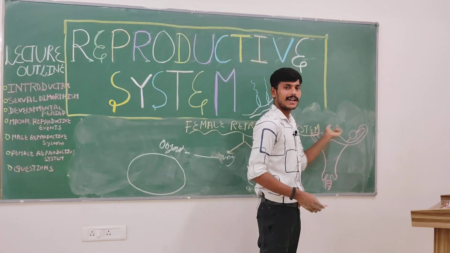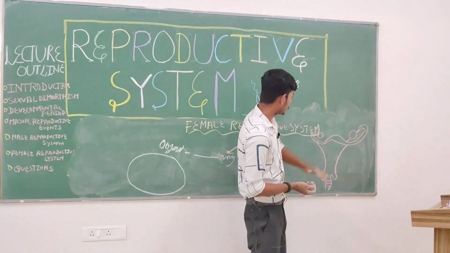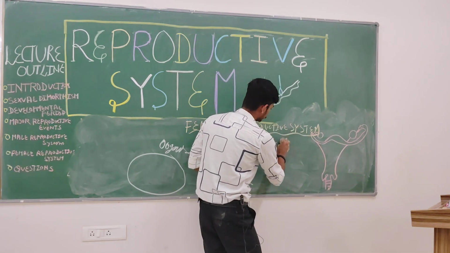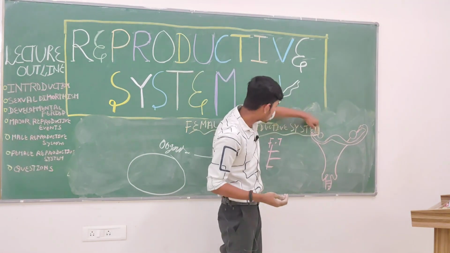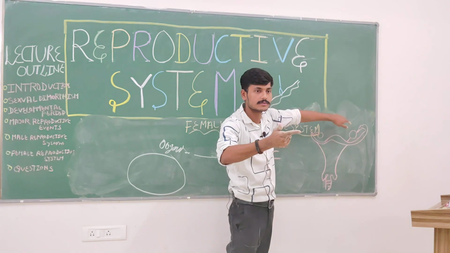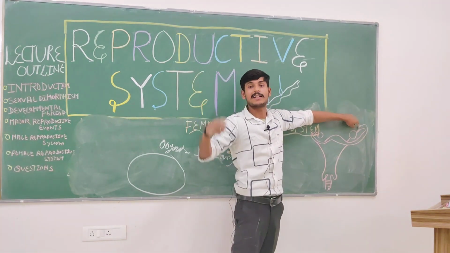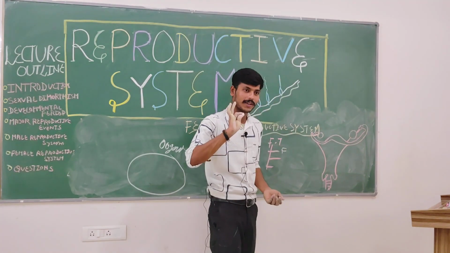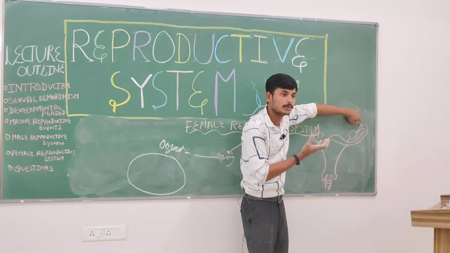This is one diagram of the female reproductive system. This part is called the fallopian tube. Now, I want the name of this part, the finger-like projections. They are called fimbriae. The function of the fimbriae is collection.